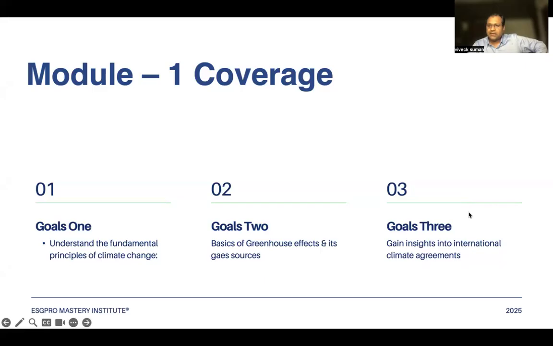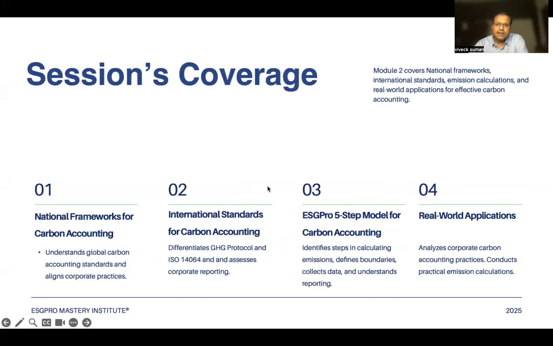Finally, we looked into impact of industrialization, and then we went into international climate agreement, where we learned about international regulatory frameworks and how NDCs and Paris Agreement define every country's top-down carbon or GHG emissions. We also talked about Kyoto Protocol, Paris Agreement, and a little bit about carbon markets. That's what we have covered in module one. In module two, we will be talking about national framework for carbon accounting.